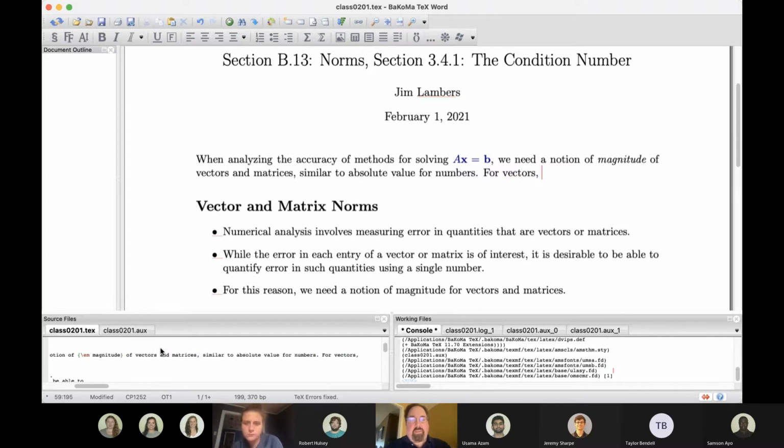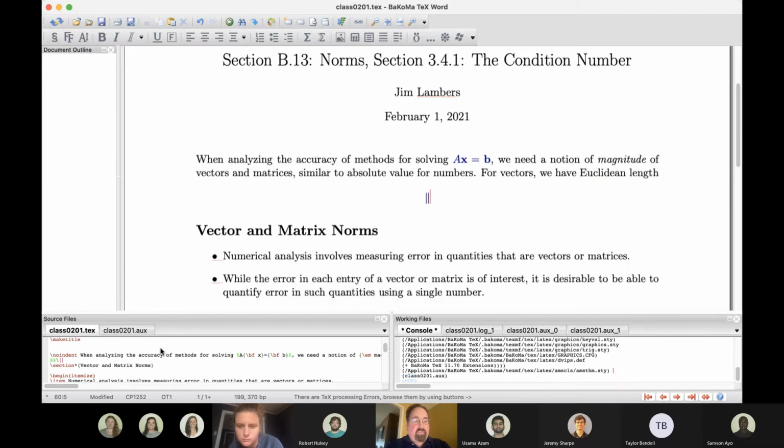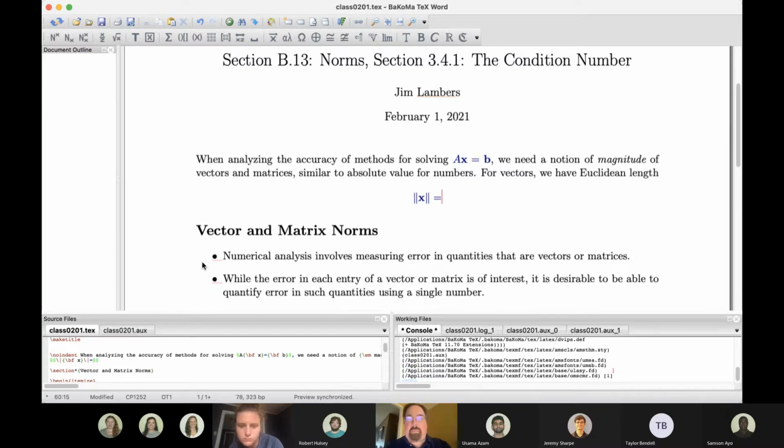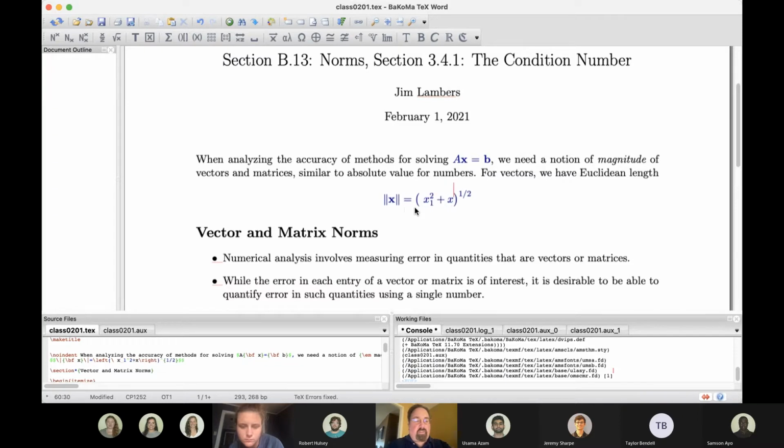So for vectors, you would have had a notion of magnitude that you would have seen in calculus. The magnitude of a vector in that sense, depending on the book, some books would write this using a double bar, which is what I prefer. Others use a single bar, just like absolute value. Where you just take the square root of the sum of squares.